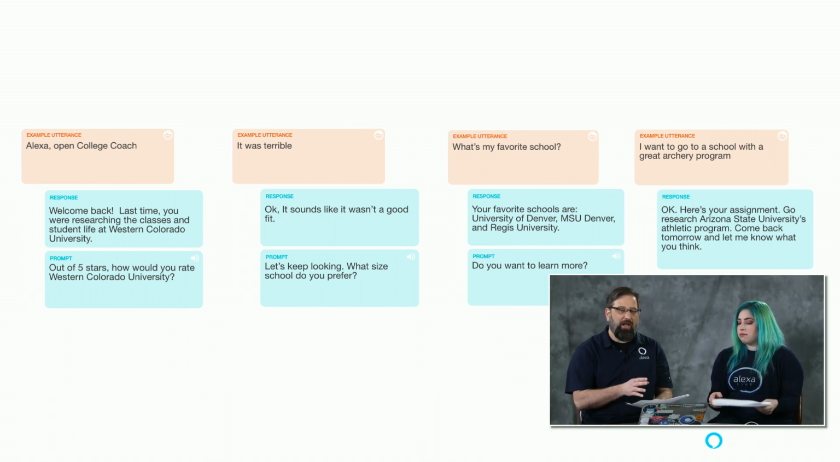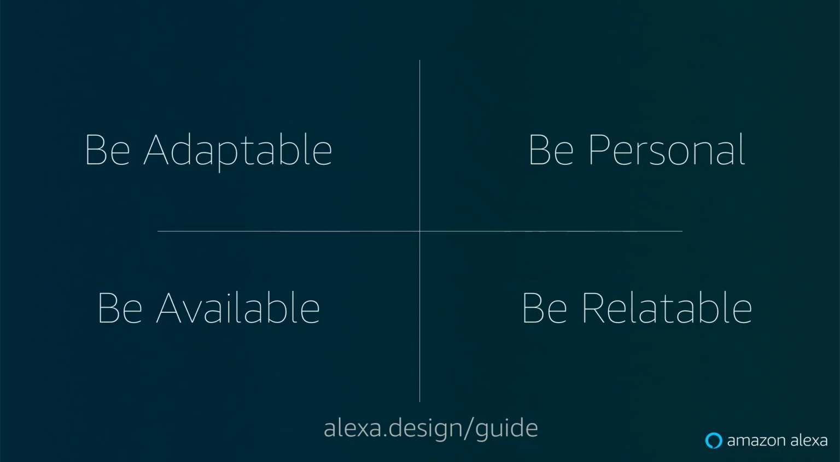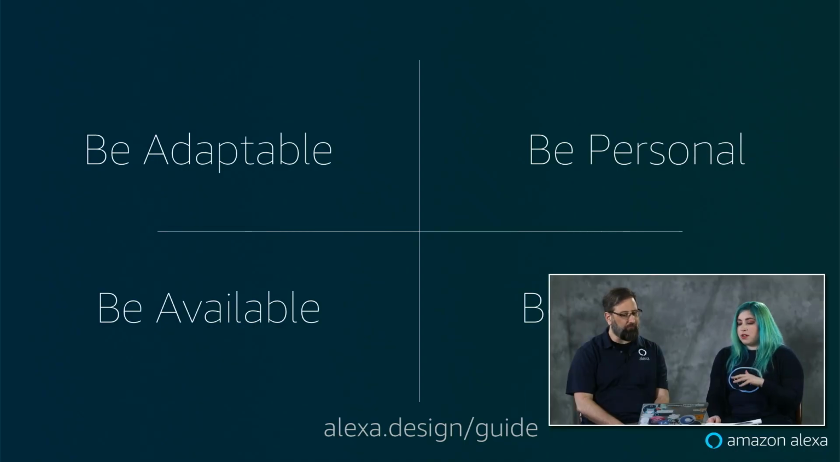Okay, so a couple things to notice in there: they asked me questions about the size, and I said favorites. They asked me, do you want to learn more about your favorite? And I said athletics. So you can see there's a lot of jumping around in there. So let's break this down into some design principles, and we'll start talking through each one. There are 4 design principles that you need to be aware of. The first is be adaptable, be personal, be available, and be relatable. We're going to go through each of them.